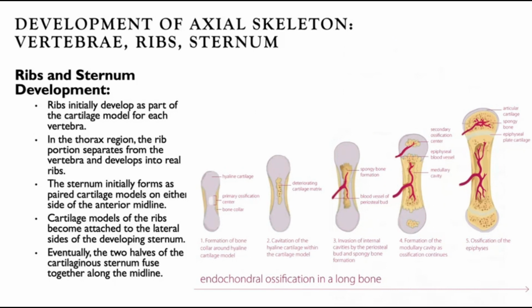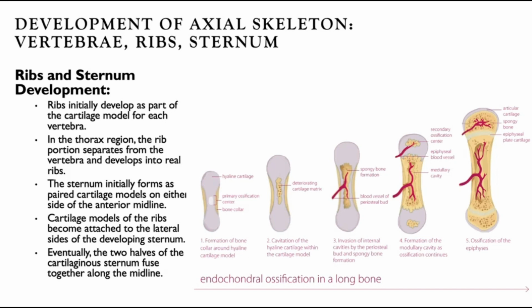Now, further on the development. Ribs initially develop as part of the cartilage model for each vertebra. So we have something called endochondral ossification, which you learn about in cytology. Basically, you have two ways of bones forming, okay? You have intramembranous ossification, which is the direct formation of the bone, where the osteoblasts make the bone directly. Then you have endochondral ossification.